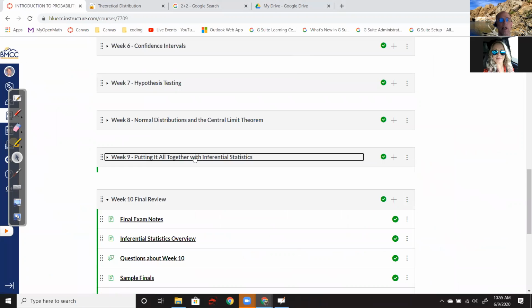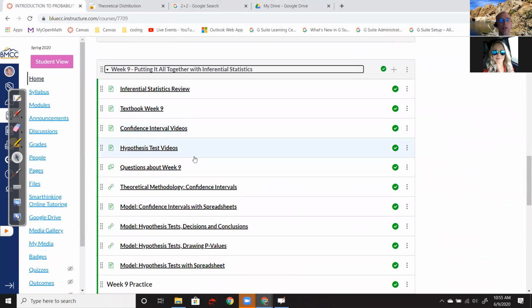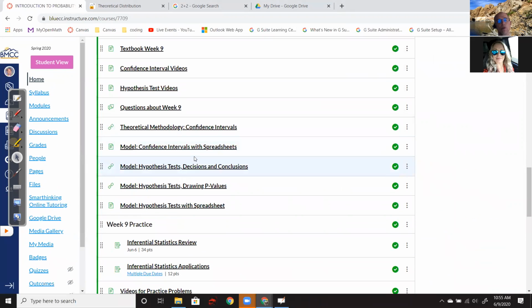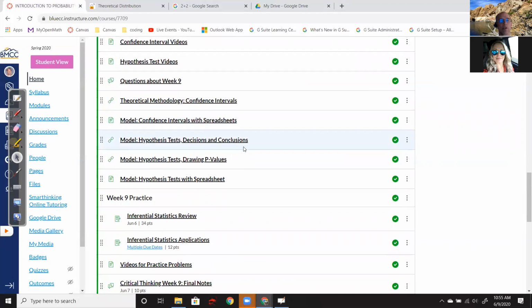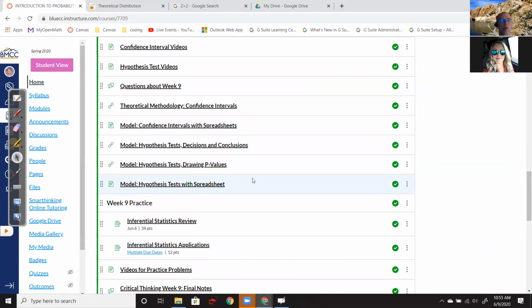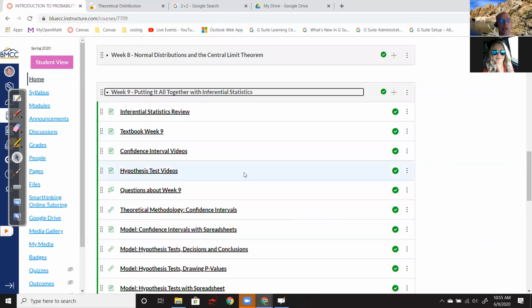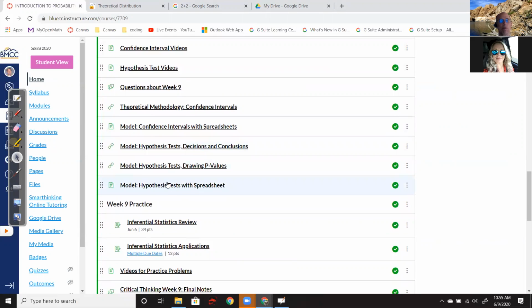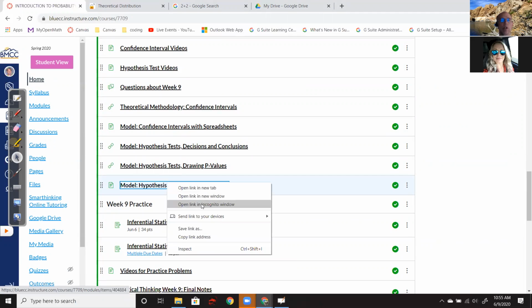So in week 9, I gave out three different spreadsheets. Two of them are listed under model confidence interval with spreadsheets. Now we're not doing a confidence interval, so further down it says model hypothesis test with spreadsheets. So you got to go to the course homepage, then week 9, and then I have that pre-built spreadsheet here. So I'm going to open this up in a different window.